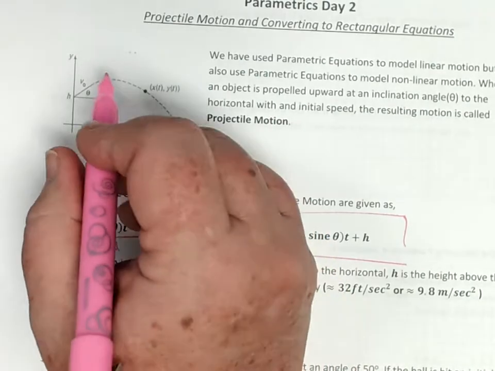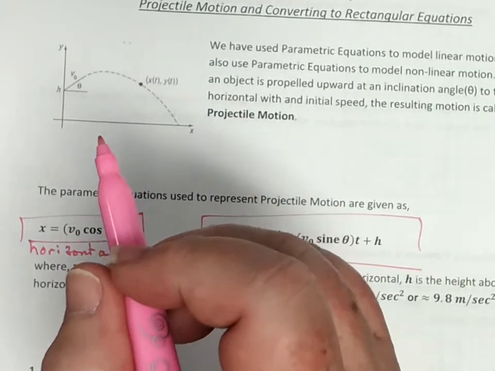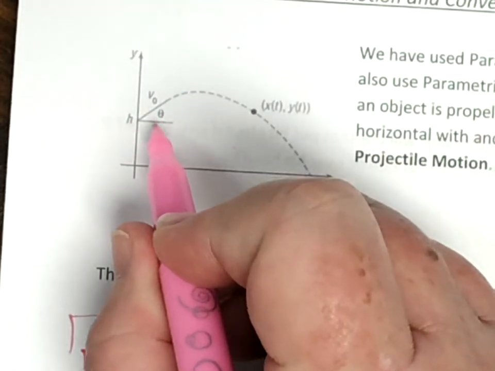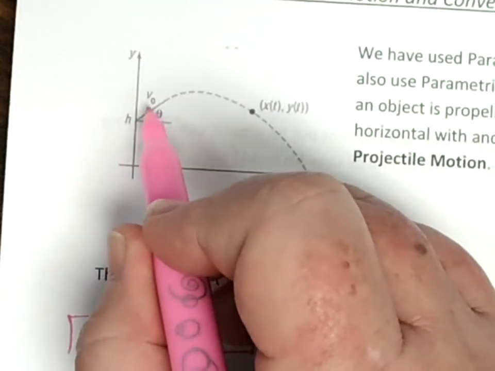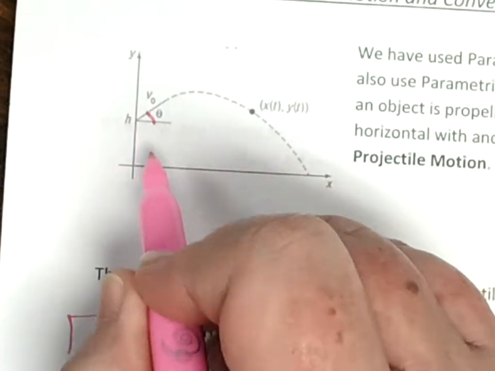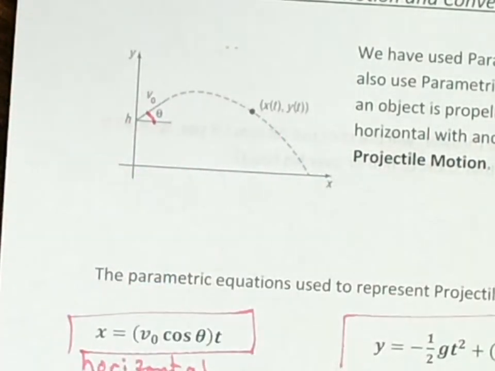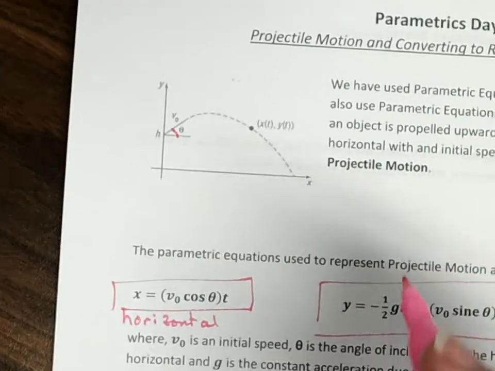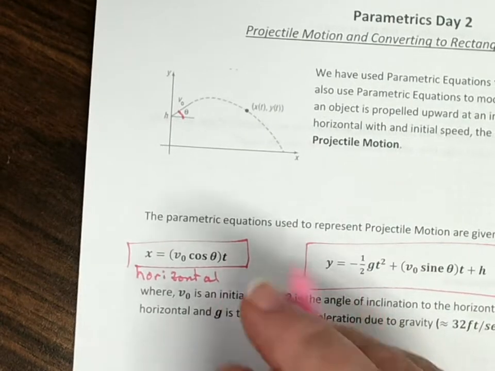And the angle, look at our picture right here, the angle is the angle that the object makes with horizontal, not with the ground, not with the y-axis, but with horizontal to the ground, okay? So it's the angle that the object makes to horizontal. That's our angle theta. And then times t for time.